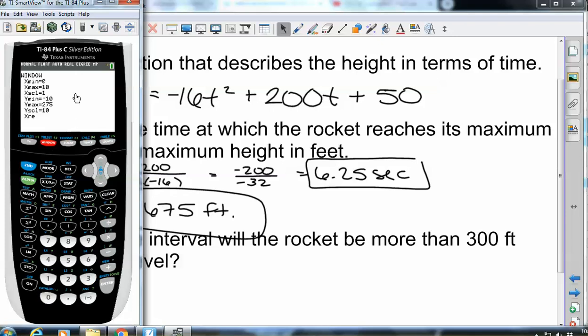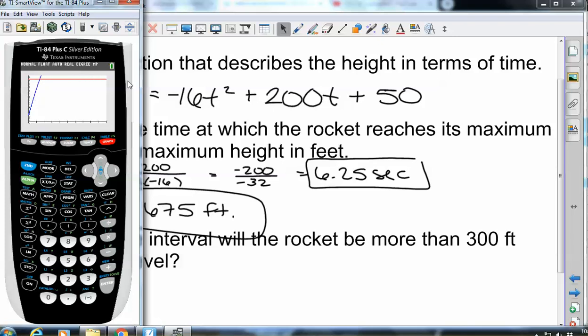Let's go to our window. Right now my Y max is 275. Is that high enough to see what I need? No. So let's just make it 325. It's got to be bigger than the 300. Now, will this show me the maximum point? No. If you wanted to see that actual vertex, you'd have to go higher, because we know our maximum happened at 675. But this should show me enough.